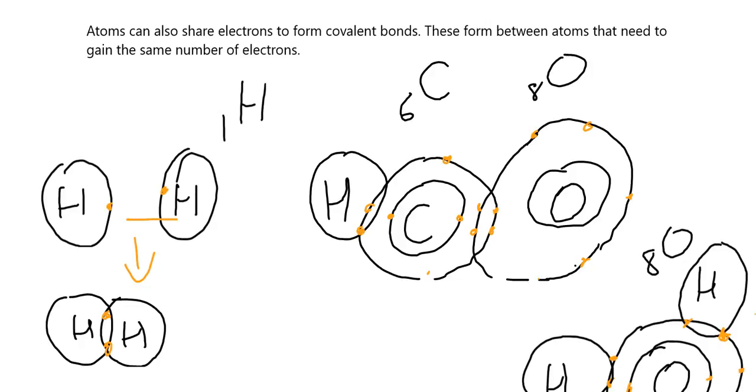And another hydrogen up here will share its 1 with carbon, and carbon will share 1 back. So now the hydrogens each have 2. First shell only holds 2, so they're full. And the carbon has 1, 2, 3, 4, 5, 6, 7, 8 in its outer shell. So carbon's full too now.